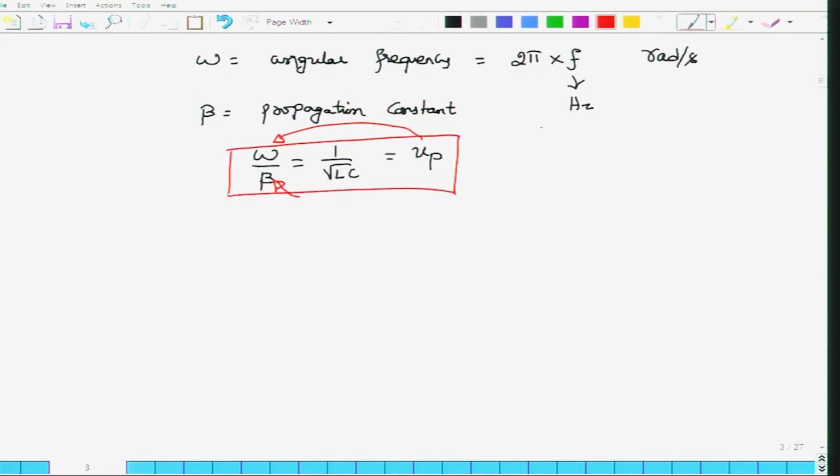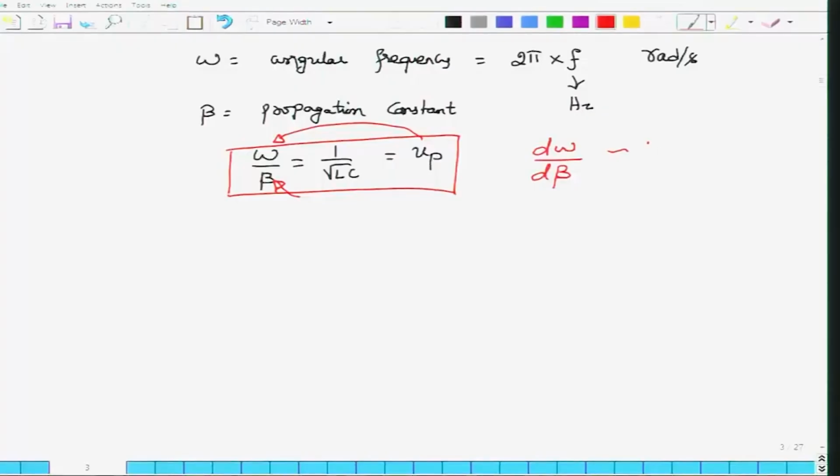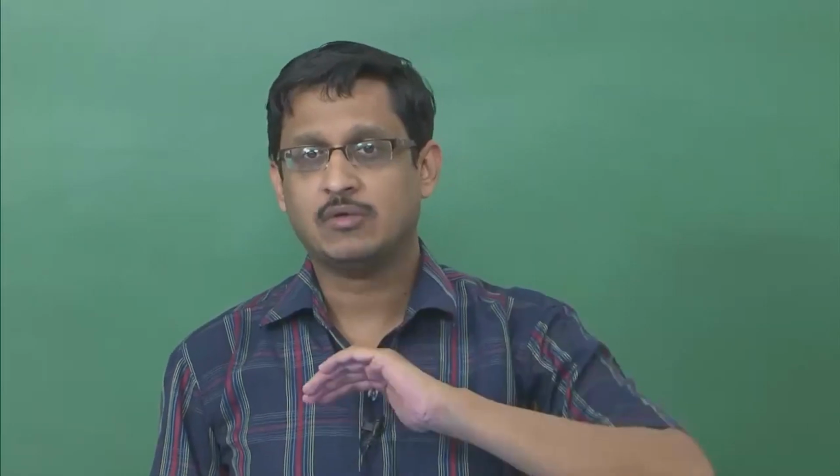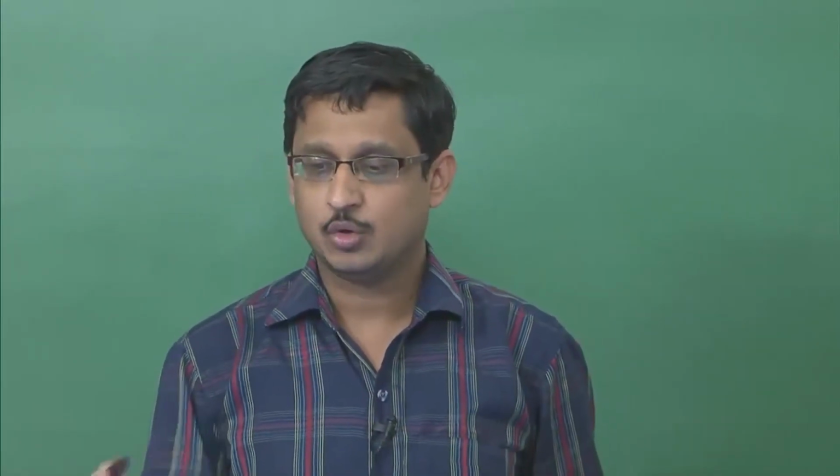We will later on see that the ratio d omega by d beta, which tells you how the velocity itself is changing, will be the one that decides what is called the group velocity. It is this group velocity that tells you how a particular packet, or the peak of a modulated wave, how quickly or how fast it is moving.